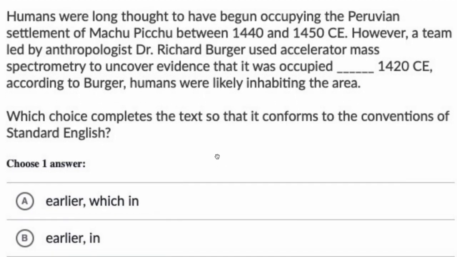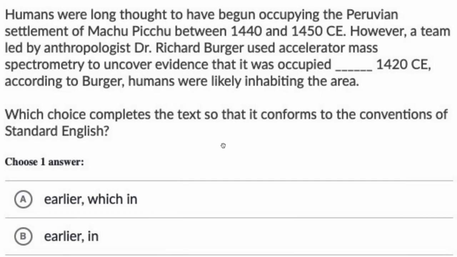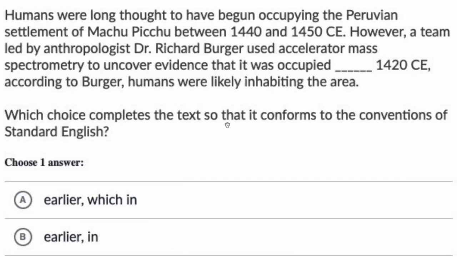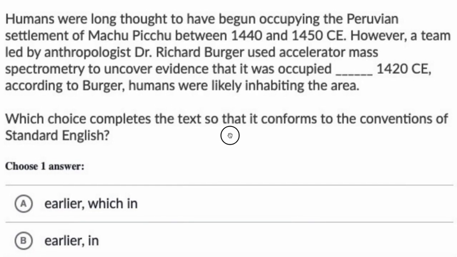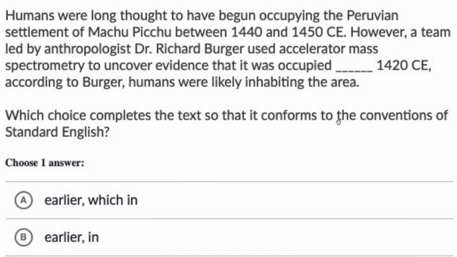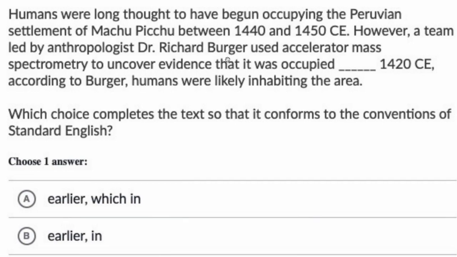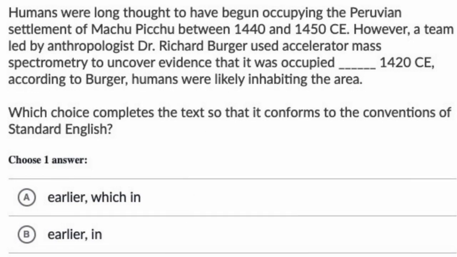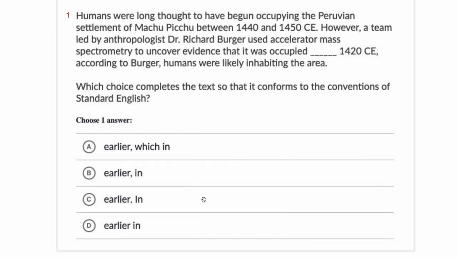So here we have the medium level standard English conventions questions from the Khan Academy. This includes both the boundaries questions and the form, structure, and sense questions. All of the ones that have this prompt, conforming to the conventions of standard English, are mixed in here without much consideration for whether they are boundaries or form, structure, and sense. So we'll go ahead and get to it, and I'll shrink this down so that it all fits.